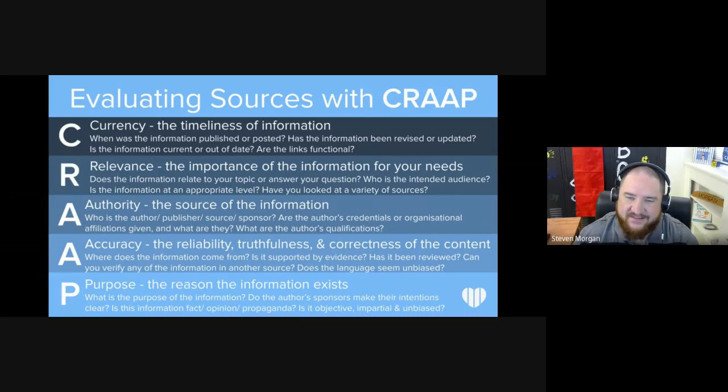Of course, then it gets into the specifics of looking at the actual details: the accuracy, the reliability, the truthfulness, and the correctness of the content. And then finally, it looks at the purpose. Why does this information exist? What is the reason for this information to be on the web? Why did the author write this? Do they have a hand in why it should be written? Was it just to produce content? What was it for? So this is a good place to look.